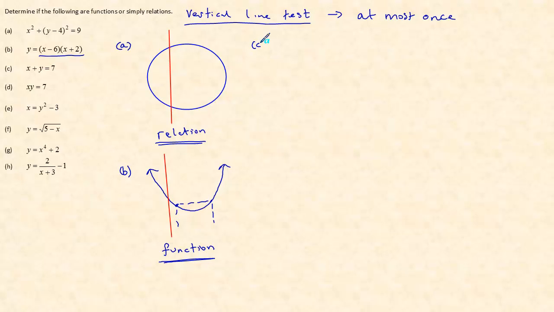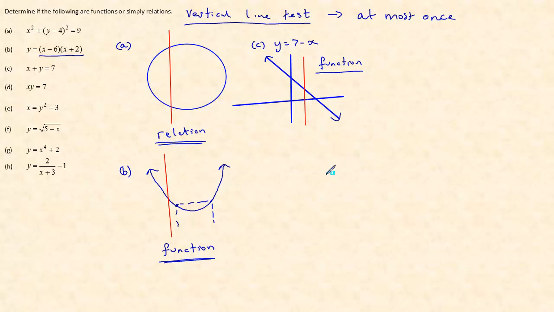Now if we look at C, x plus y is 7 can be rearranged to y equals 7 minus x. Well, that's a straight line. If we draw that one, it looks like this. Any horizontal line there is always going to cut once. So this one is a function, and in fact it's a one-to-one function, not that we were asked that.